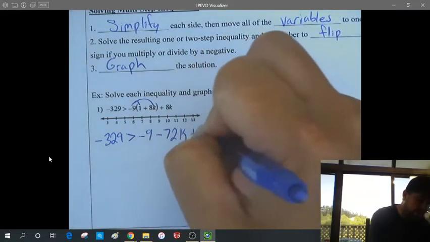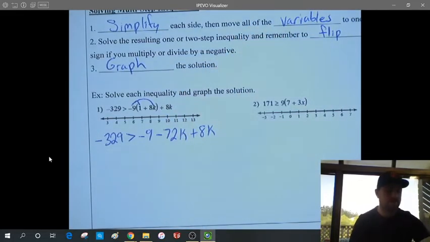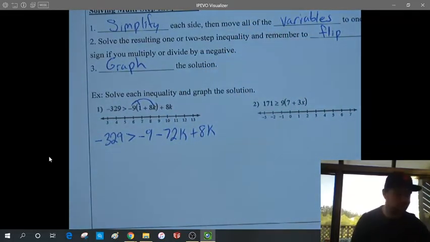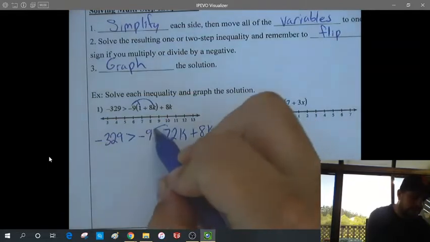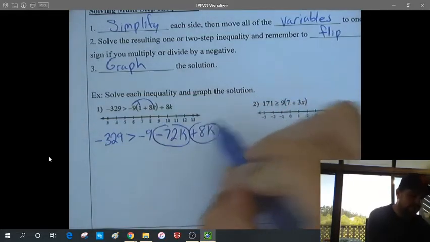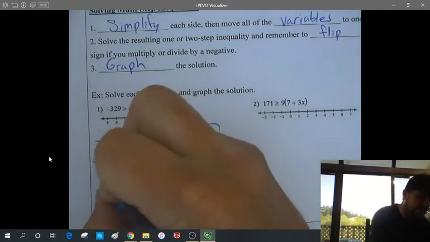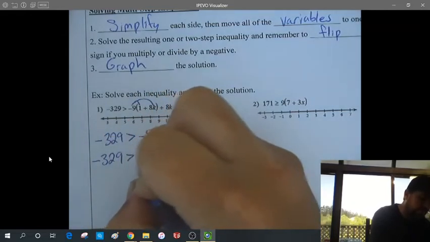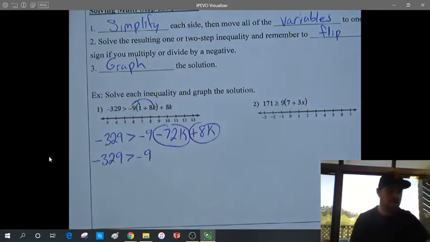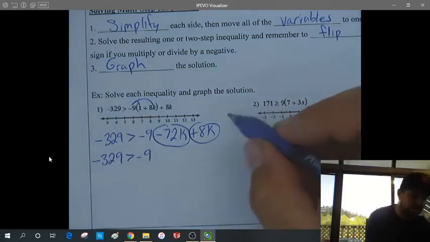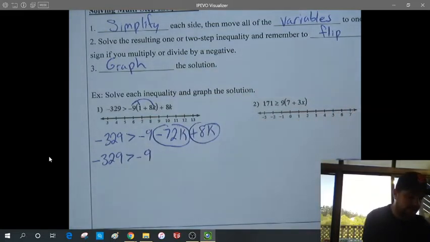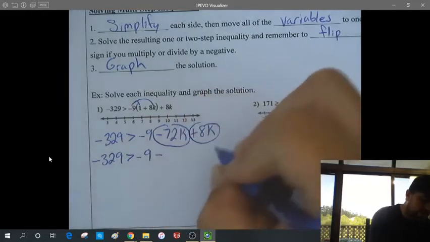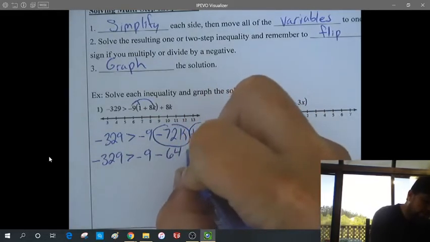And then we have this other 8k that was being added on here, so we need to add that to the end. Okay, now I have like terms over here. The 2k terms would be like terms that I can combine. They're on the same side. So just circle those and combine them. Combining a negative and a positive, we're going to subtract and keep the sign of the larger. So if I were to subtract these, I'm going to get negative 64 then.